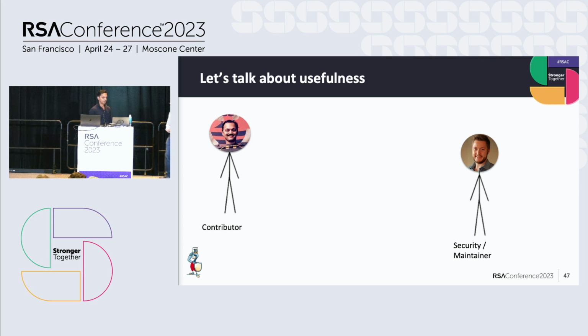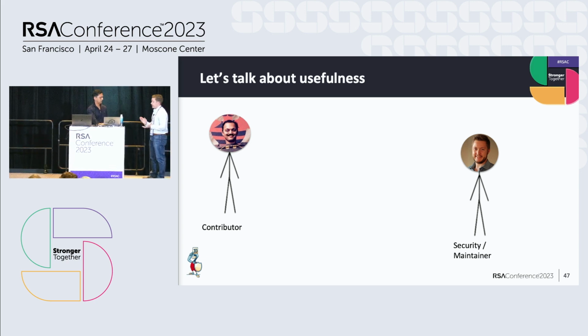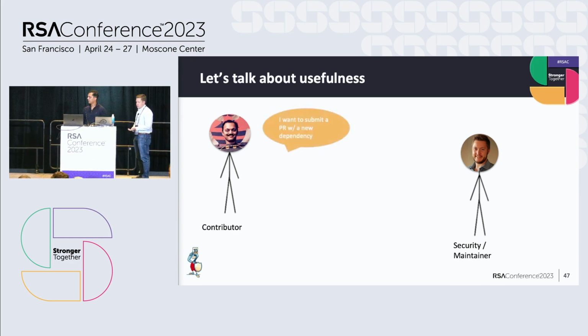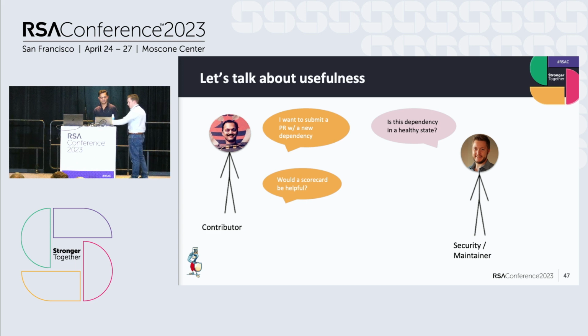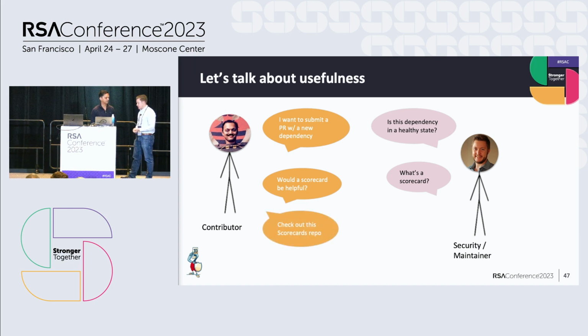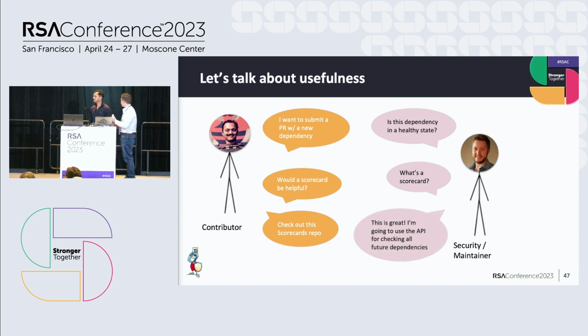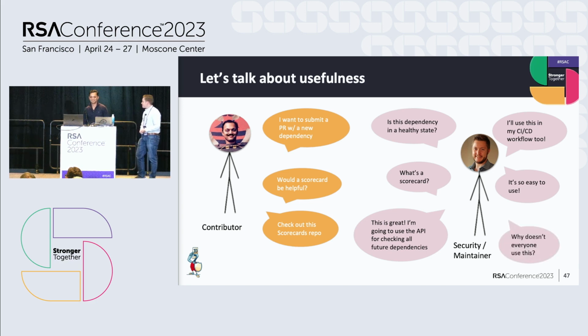Let's talk about the usefulness. I'm going to be the contributor, and Brian will be a security maintainer for a project. Brian, I would like to submit a PR with a new dependency. Thank you for the contribution, but is this actually safe? Would a scorecard be helpful, Brian? It could be, but I'm not quite sure what that is. Have you looked at a scorecard repository? Actually, now that I have, this is great. In fact, I think I'm going to use this API to start checking all my future dependencies. I think I'm going to start using it for my CI/CD workflow too. It's so nice and so easy to use. It makes me wonder why everyone's not using it. So this is the perspective. We just want people to understand you can use this API in things that you want to build.